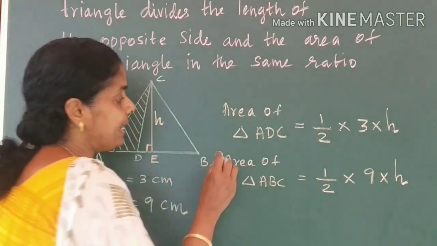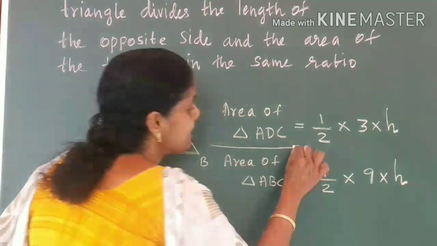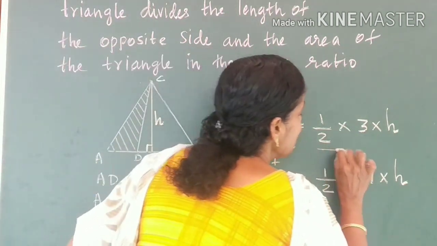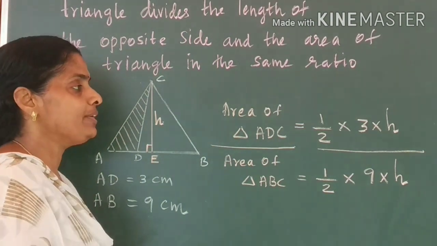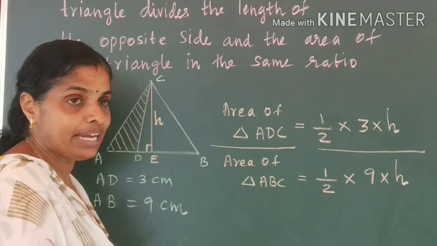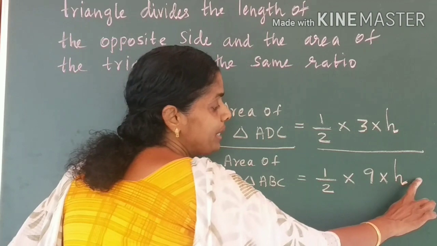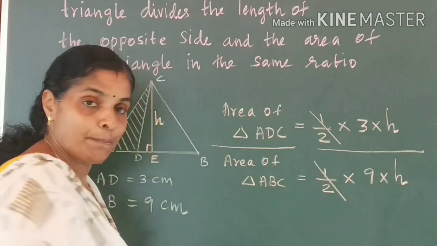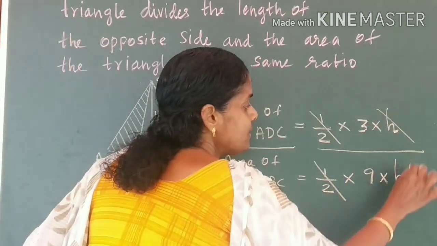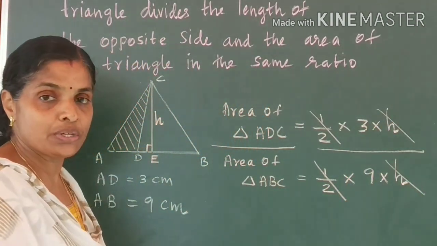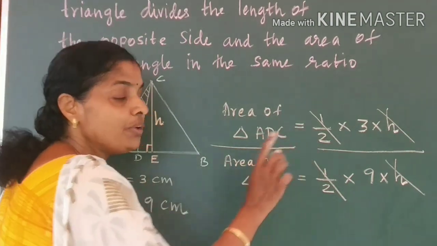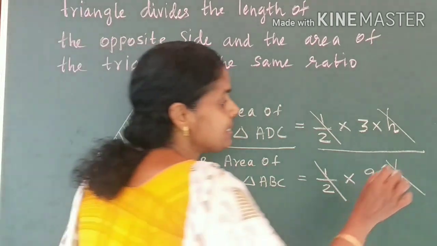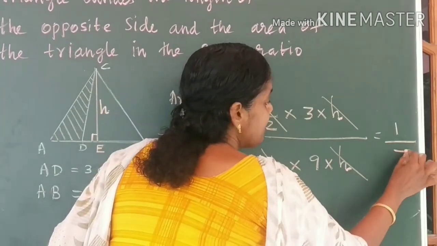Now let us divide area of the smaller triangle by area of the bigger triangle. So here again you get 1 by 2 into 3 into H divided by 1 by 2 into 9 into H. Half is the common term which can be cancelled. H is also the common term that also can be cancelled. So what did you get now? You are getting 3 by 9. That is equal to 1 divided by 3.